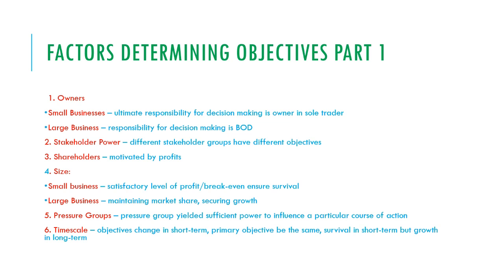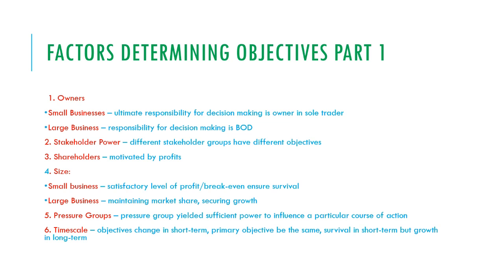So you'll have different factors which determine objectives. Your first factor is the ownership. If you have a small business, then the ultimate responsibility for decision making is the sole trader, the owner. But if you have a large business, then the responsibility is the board of directors. So there's more people. Basically, the larger the number of people, the more likely your objectives might be financial, because you'll have to pay shareholders and so on. So ownership is quite a big one.